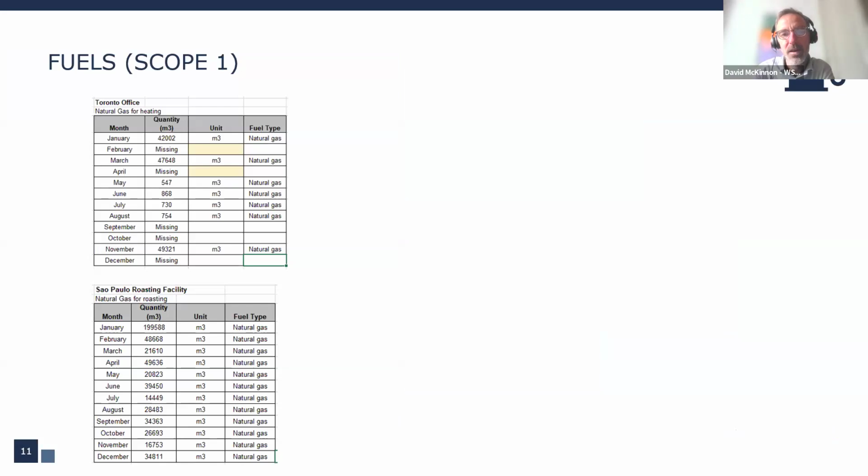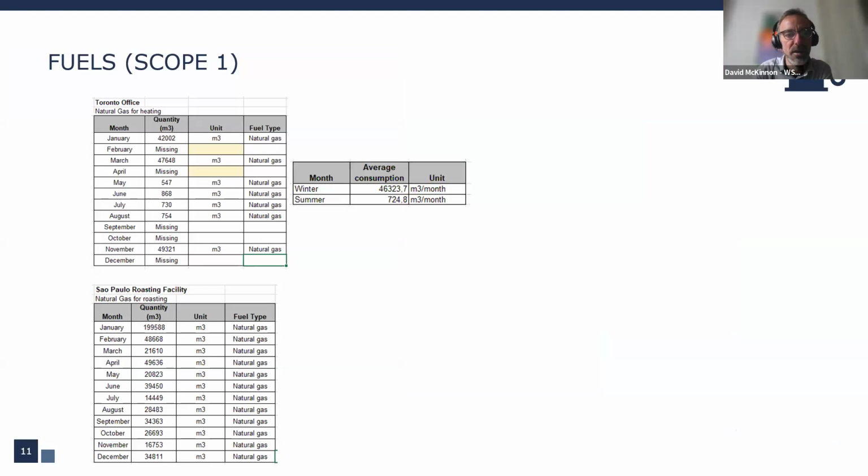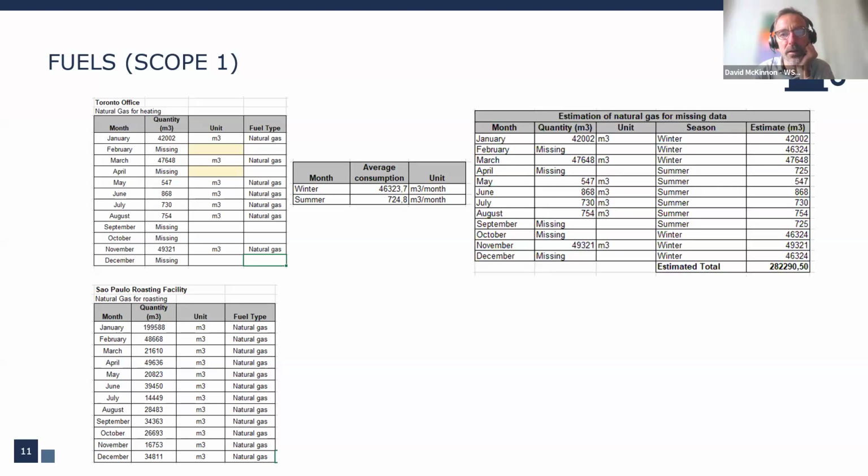So the first one was the fuels for Scope 1. Here we had the gas use in Toronto and São Paulo, but there was some missing for the Toronto office. Now, one way to do it would be to calculate an average for the winter and an average for the summer, and then apply, for example, the average for the summer to April and September, if you're optimistic, and the average for the winter to October and December and February. That would certainly be one way of doing it.